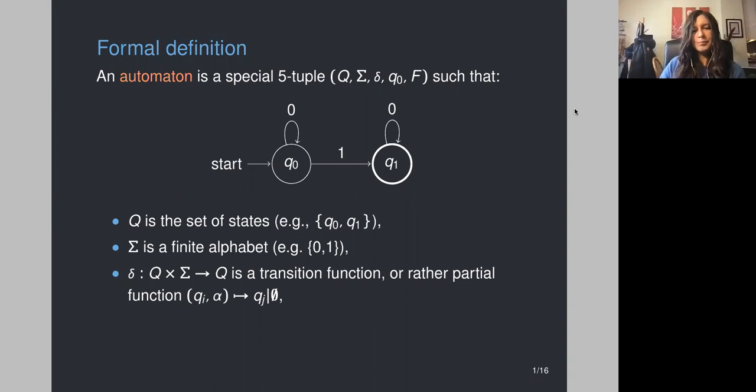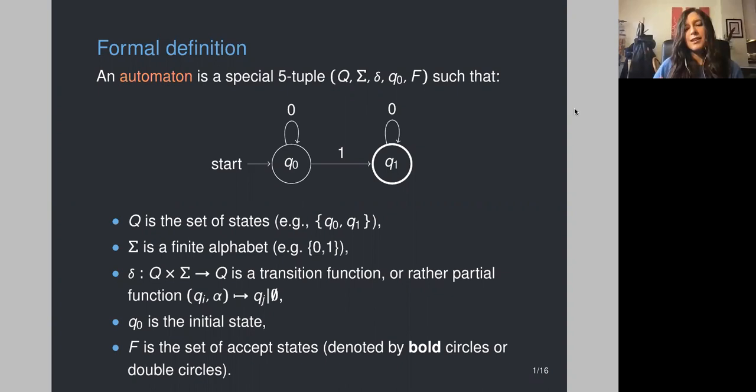Q0 is the initial state. In the diagram, I indicate this with an arrow labeled start that points at the initial state. And I'll also tellingly call it Q0. And F is the set of accept states, also called final states, hence F. In the literature, it's often denoted with a double circle, but in my slides, I'll use bold circles. So in the diagram above, Q1 is encircled with a bold circle, and that's to show that it's an accept state.